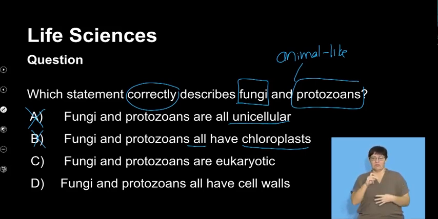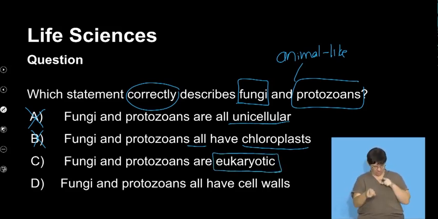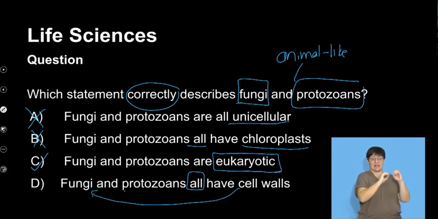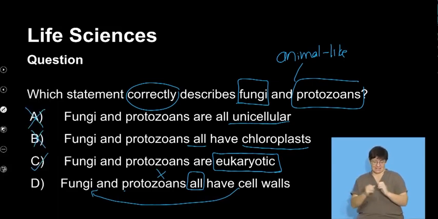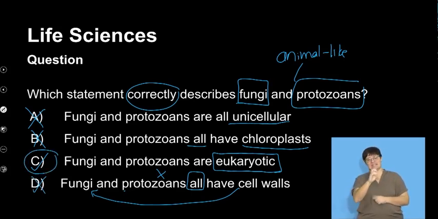Fungi and protozoans are eukaryotic. Yes, they both are. Both of them are eukaryotic cells. They have a nucleus with membrane-bound structures. But we now just go and check the last question to make sure we're correct. It says, fungi and protozoans all have cell walls. Fungi, yes, have a cell wall, but protozoans, being animal-like cells, do not have one at all. They just have a cell membrane. So that would be incorrect. So number C would be a correct answer.